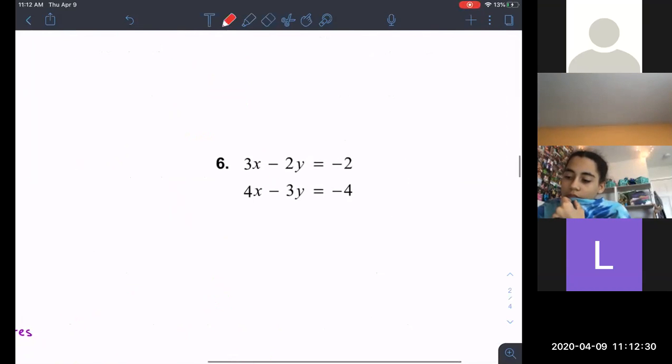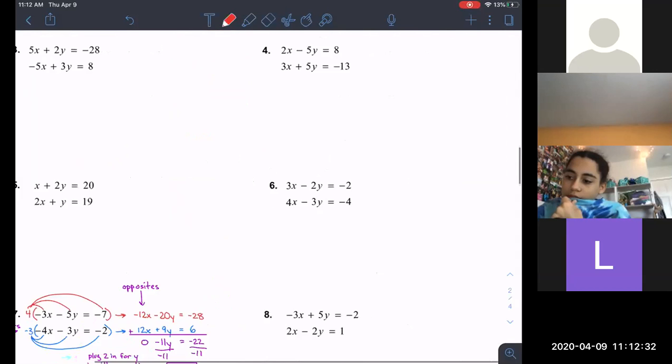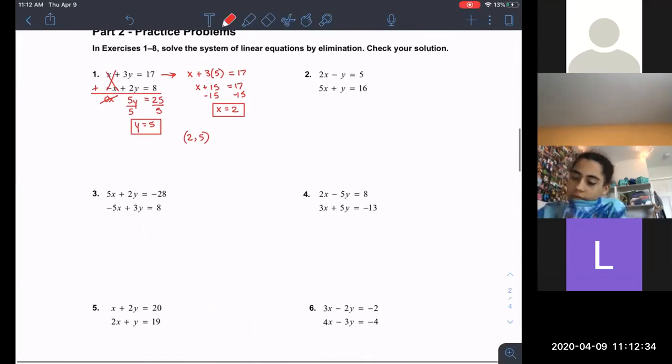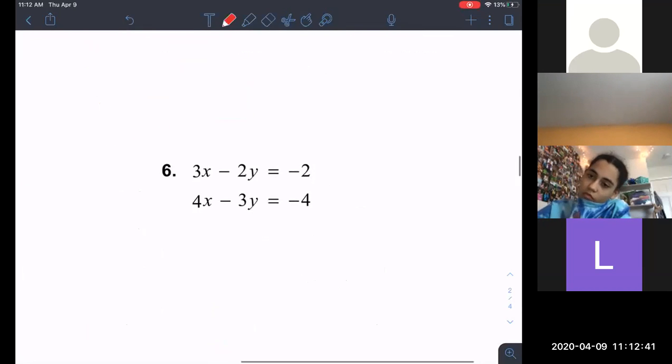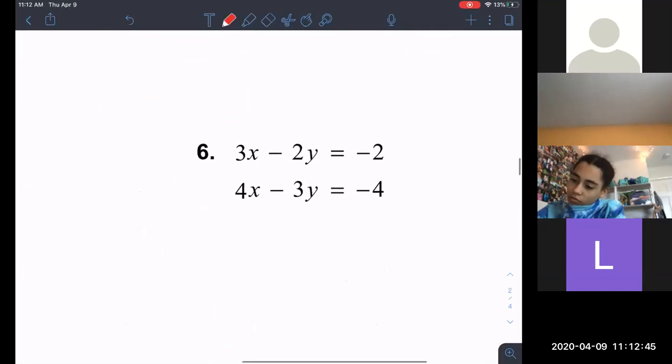With number 6, like I said before, 1, 2, 3, and 4 should be pretty straightforward because you already have opposite coefficients. The real trouble comes in when you have to create opposite coefficients. Number 6 is one that somebody said they wanted to see.